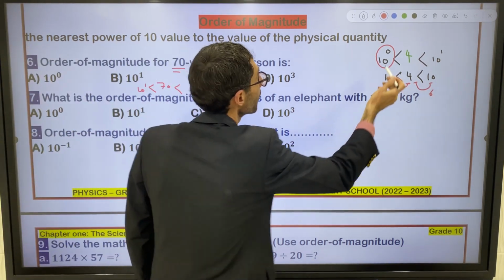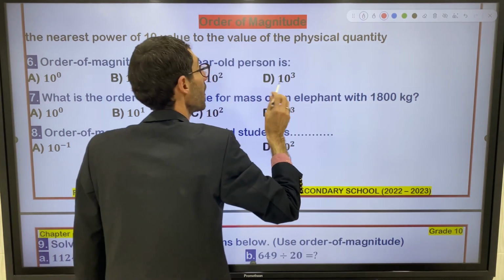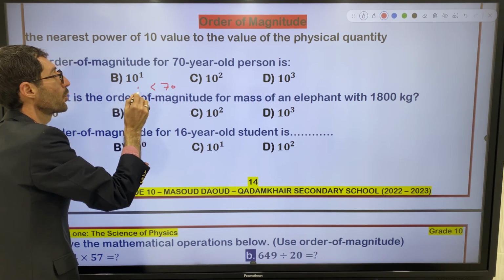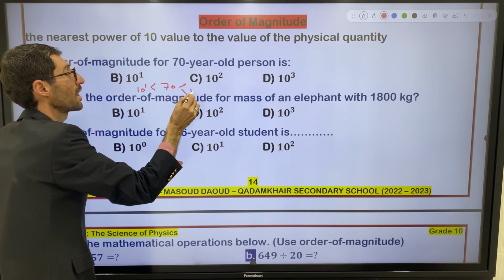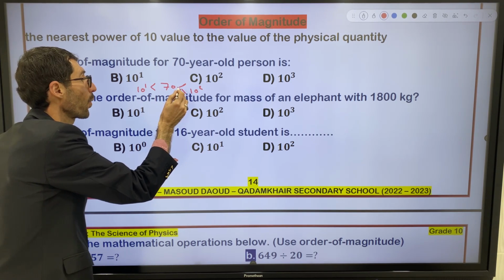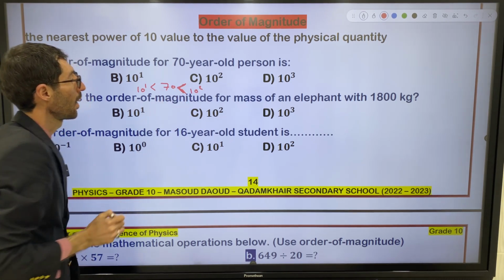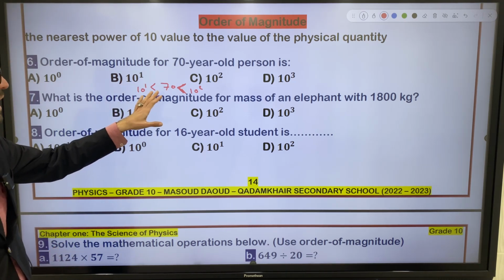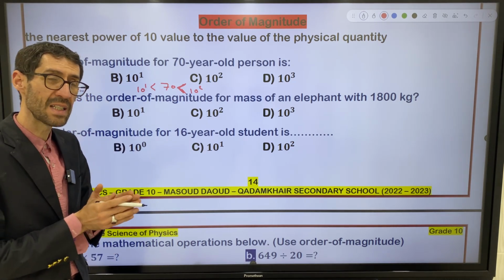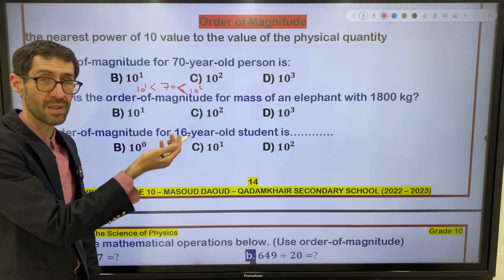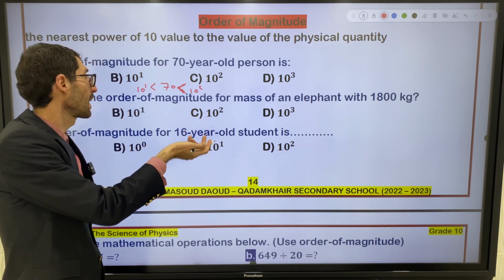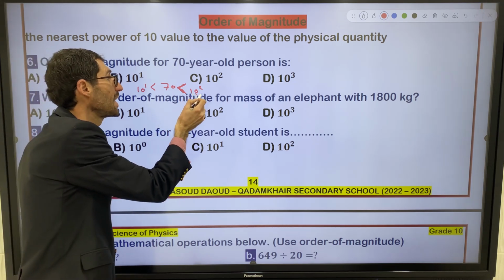Let me write it. I say 70 is greater than 10 to the power 1, and it's less than 10 to the power 2. Right? It's located between 10 to the power 1 and 10 to the power 2. So in your opinion, is 70 closer to 10 to the power 1 or 10 to the power 2? Of course, you say 10 to the power 2, because 10 to the power 2 means 100. 70 is closer to 100 than 10. That's why this is our answer.